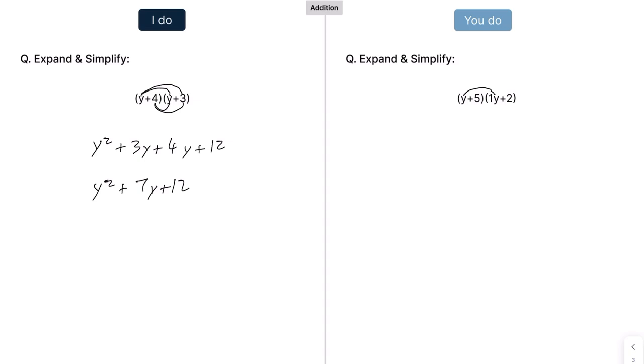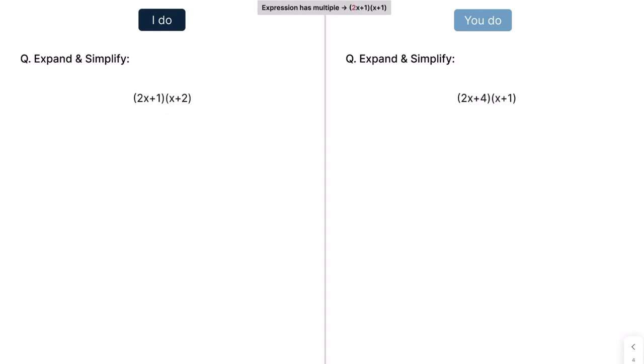So hopefully you got, now 1y is the same as y, so that then becomes y squared, or you can write 1y squared, it's the exact same thing, plus 2y plus 5y plus 10, and that simplifies to y squared plus 7y plus 10.